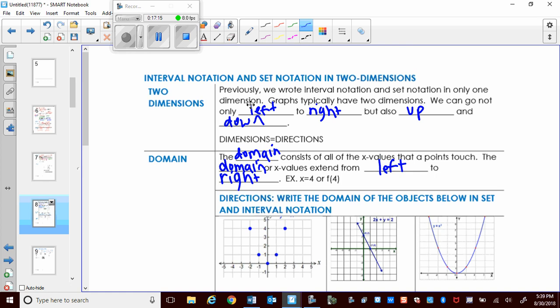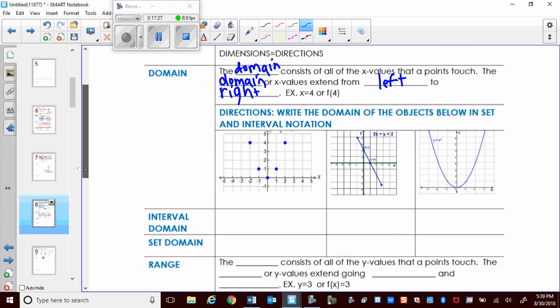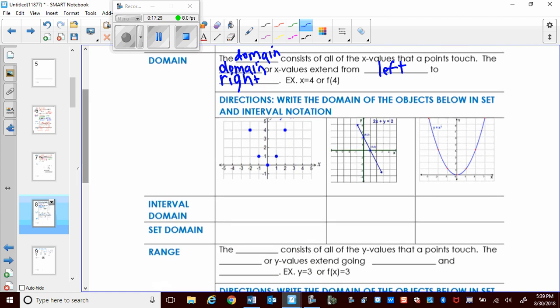An example of the domain, we could say x equals 4, or we could say f of 4. The number inside is an x value. Okay? Now we're going to practice writing the domain of the objects below. When I have a discontinuous graph, this is a discontinuous graph. That means the points aren't connected.